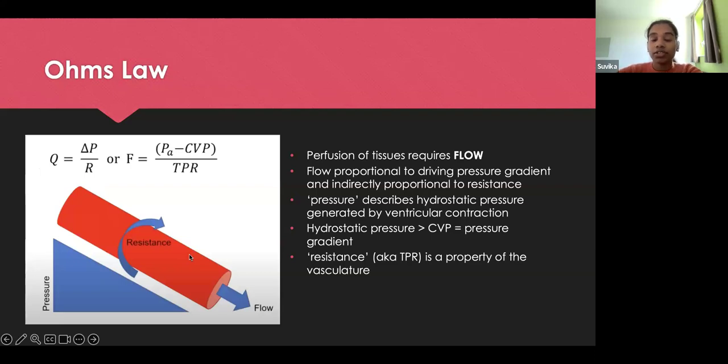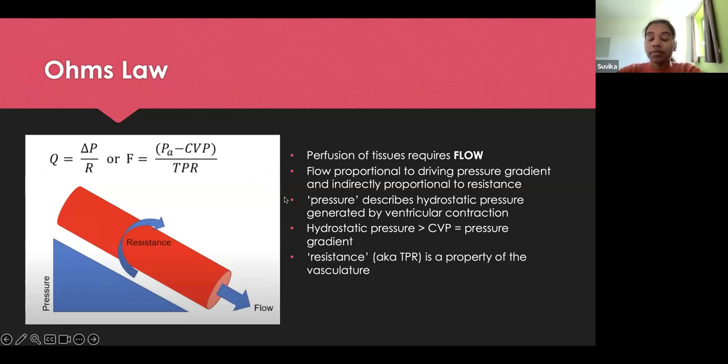That flow is going to be directly proportional to the pressure gradient, so the change or difference in pressure from your arterial end to your venous end. But it's also inversely proportional to resistance. So if you have higher resistance, you'll have less flow because now you've got a force acting on those vessels to occlude that flow.